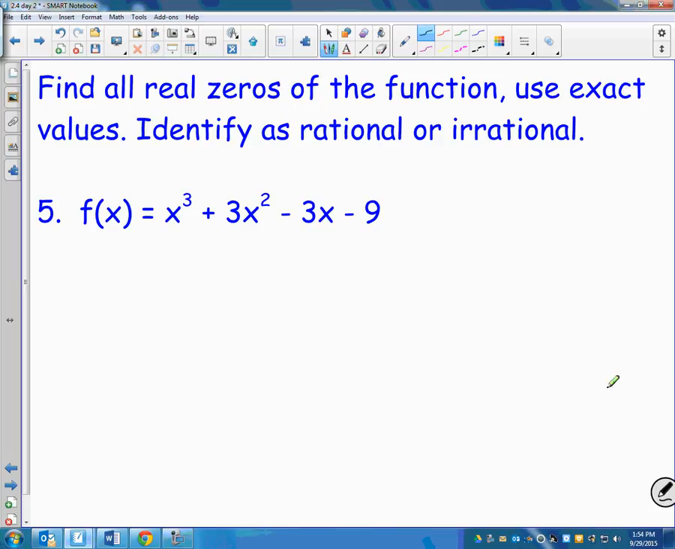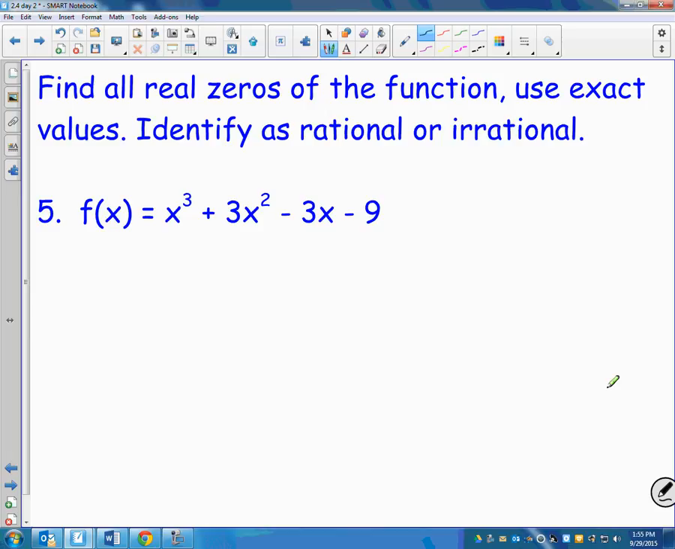Okay, so what if it said find all real zeros, use exact values, that means no decimals, and then identify as rational or irrational. I don't know that you really need to write those directions down. I would just write the problem. We're going to do exactly what we did on the first two problems. The only difference is that if it's not factorable now, you still have to solve it. The only exception is I don't really care about complex answers right now. You know how to do complex numbers, so if you really want to give me the complex answer, you can, but this isn't asking for that.